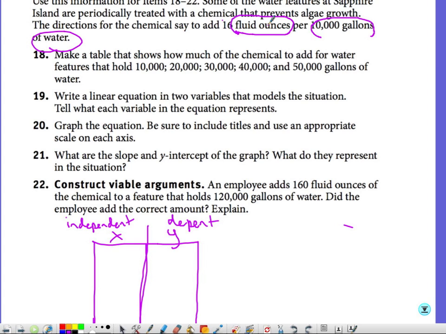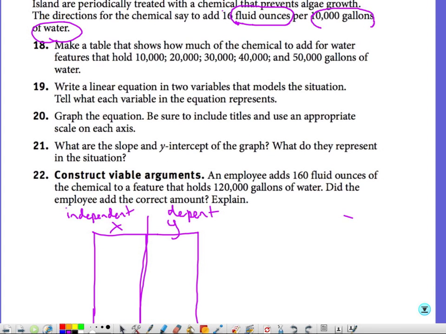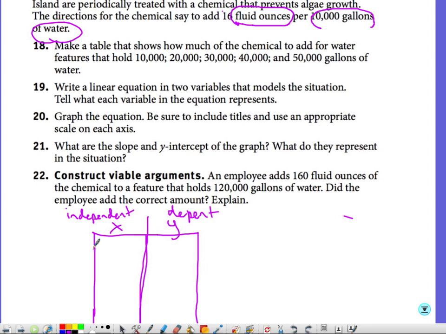So I'll leave that up to you to decide, but you must get this correct, or else it's going to mess up your answers for 19, 20, 21, and 22. So if you have questions, ask me. Tell me what you think, what is the independent variable and which one is the dependent. So be careful about that one.